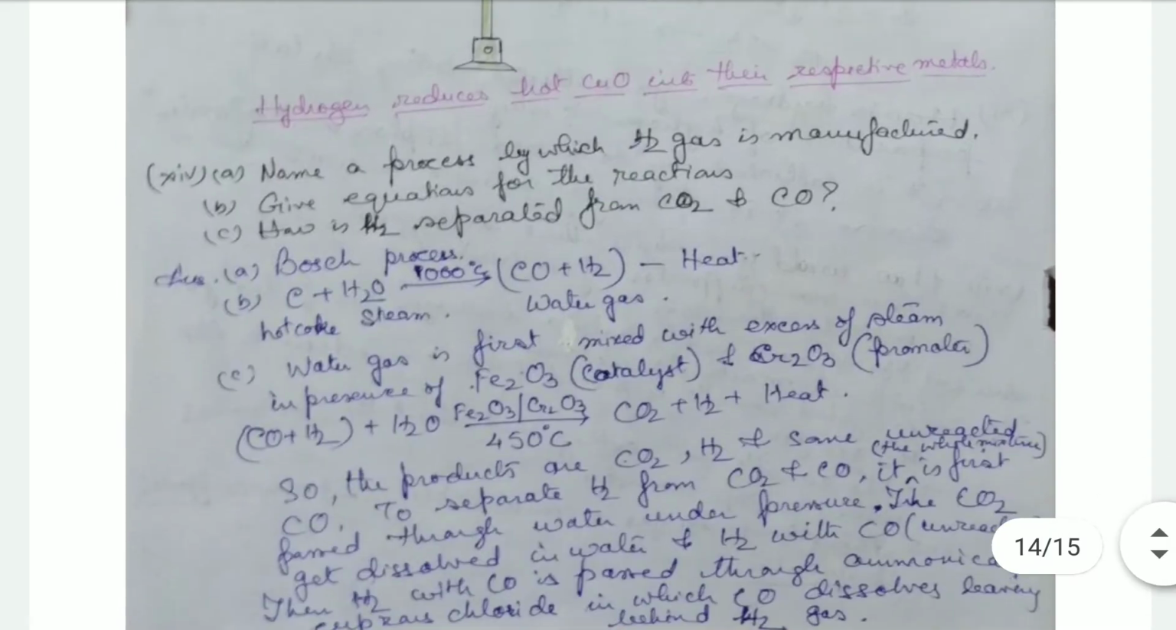Okay, then name a process by which hydrogen gas is manufactured, give equations for the reaction, and how is hydrogen separated from carbon dioxide and carbon monoxide. The process by which hydrogen gas is manufactured is the Bosch process. Okay, and the equation is carbon, that is hot coke, when combined with steam at 1000 degrees centigrade, it will change to form water gas and heat is produced.